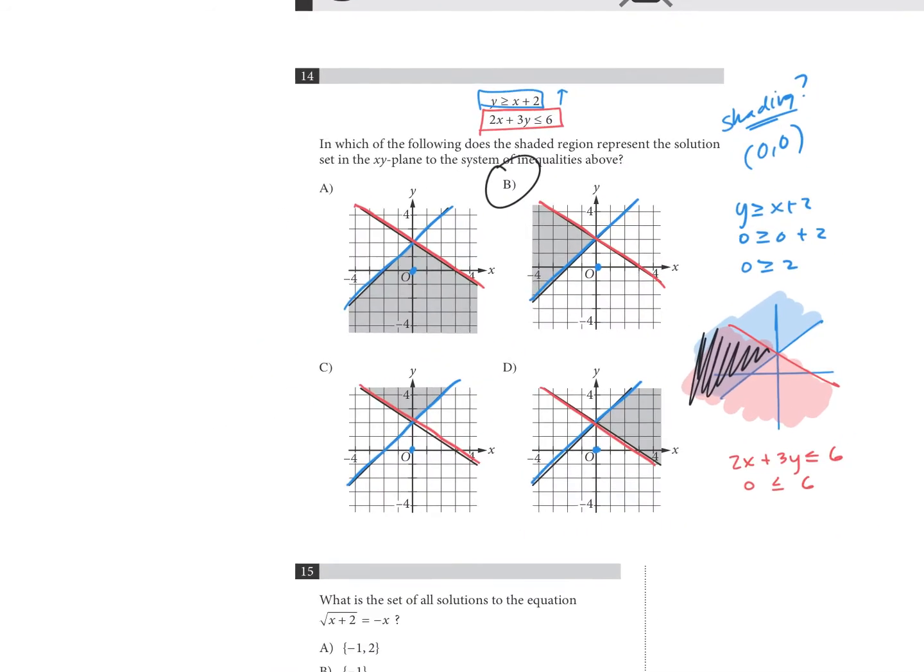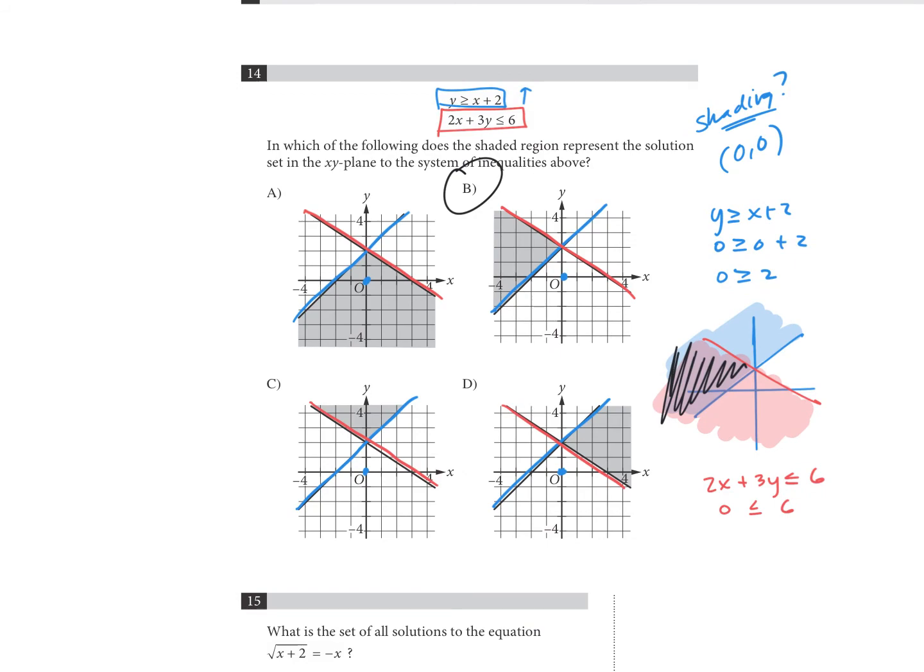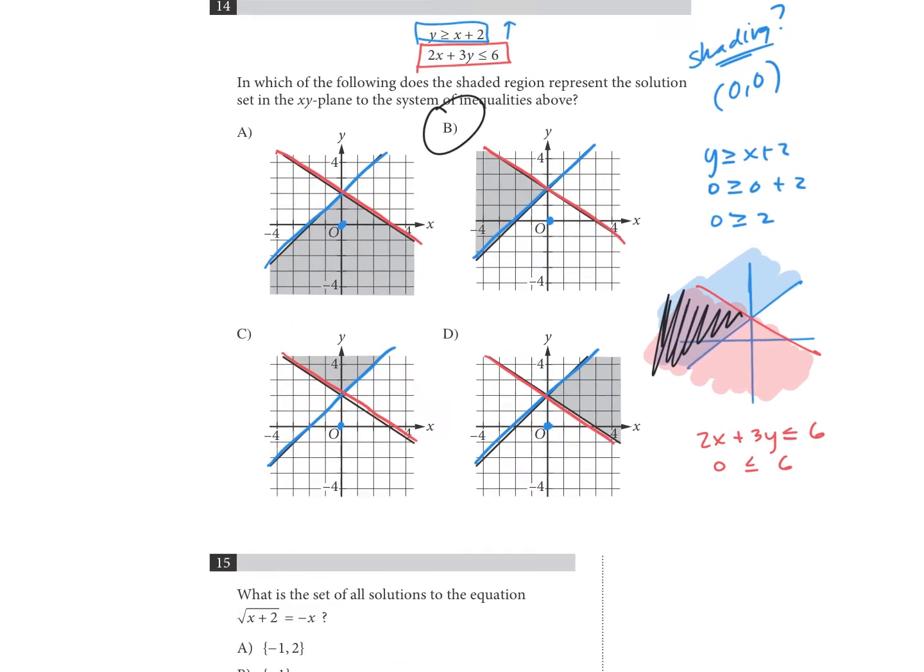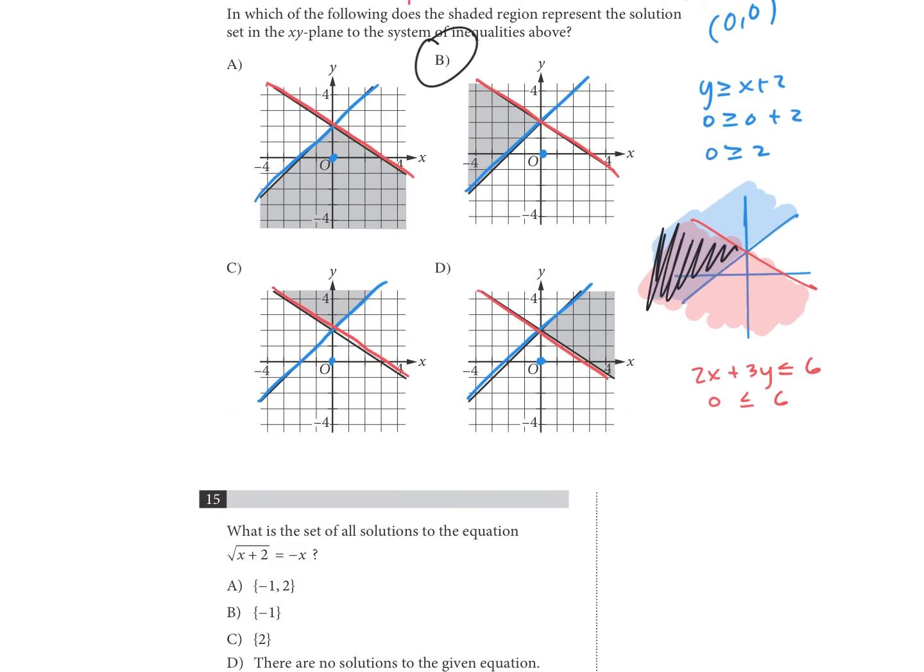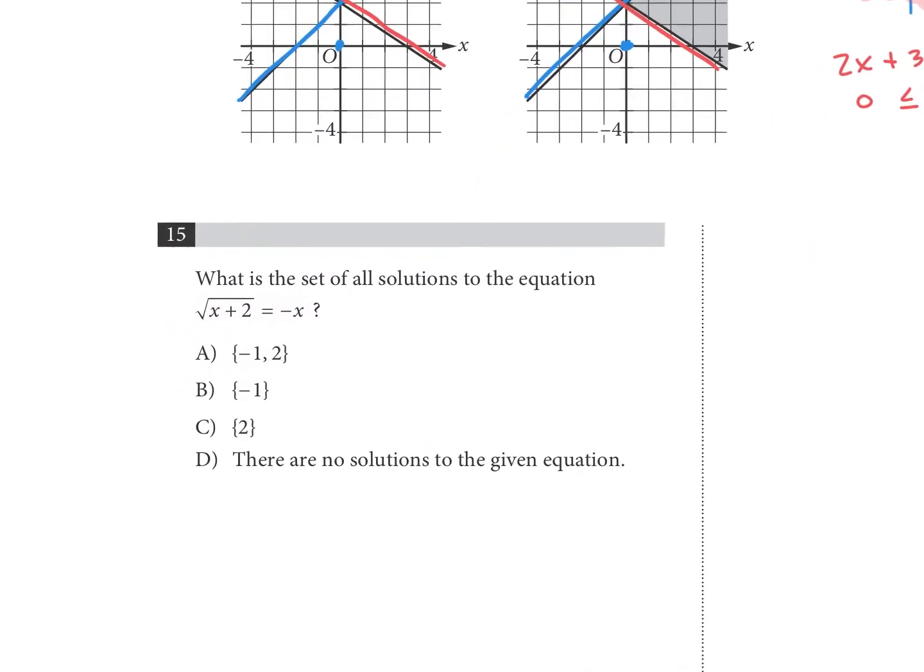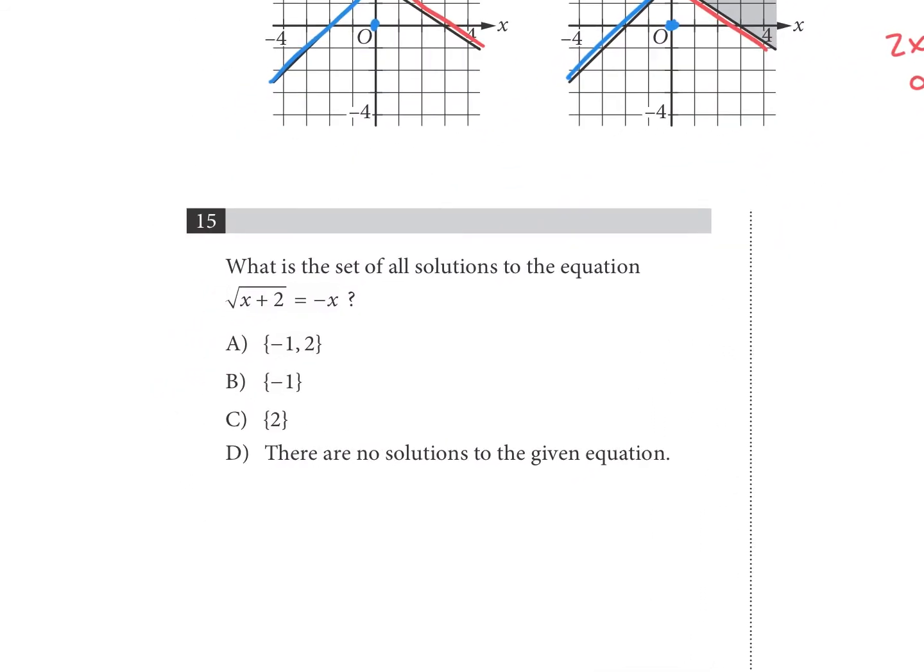So it's kind of like go through the steps. Take your time with that one, especially since I think you guys have a feeling for how to shade. So just take your time so you don't mess that one up. All that one is asking you is which one is shaded correctly, essentially. 15, what is the set of all solutions of the equation? This is the last of the multiple choice questions.